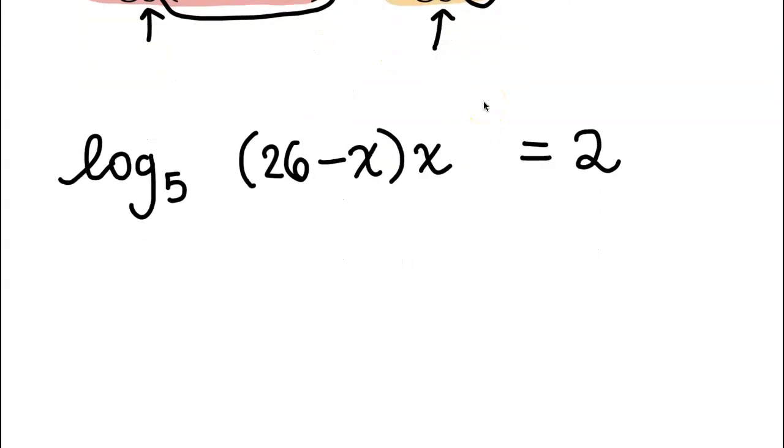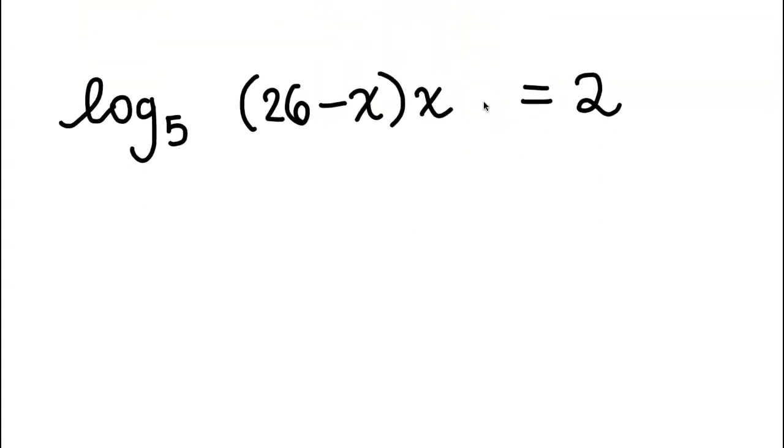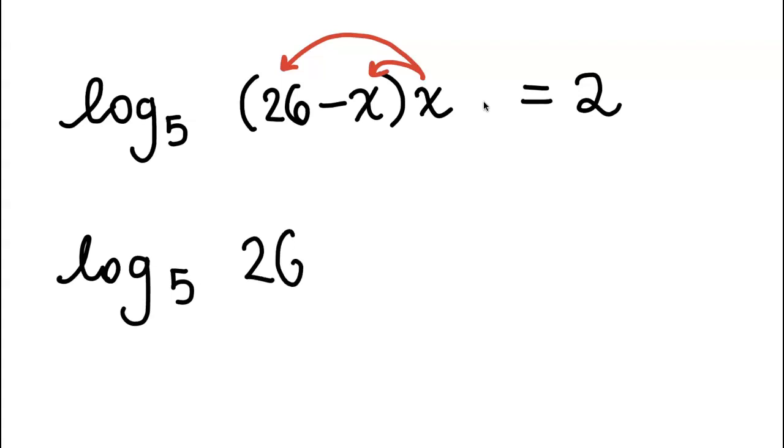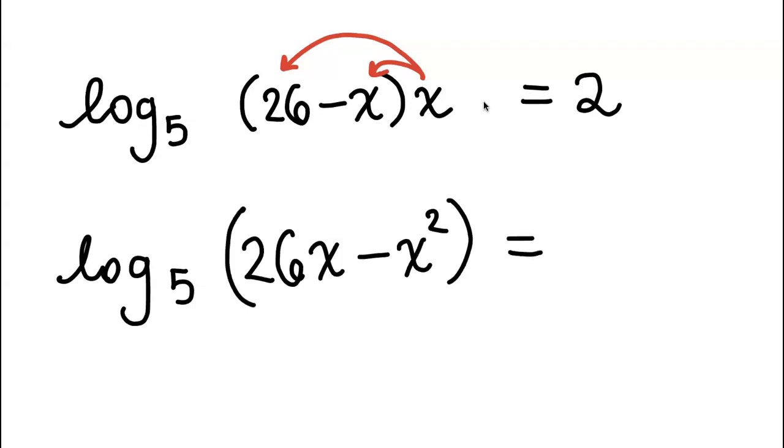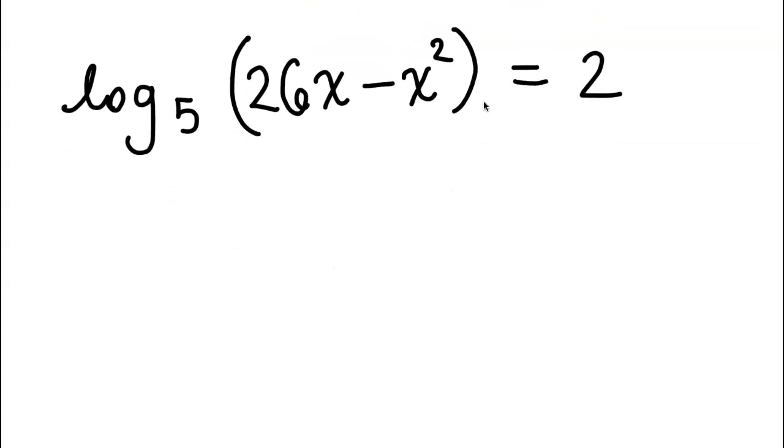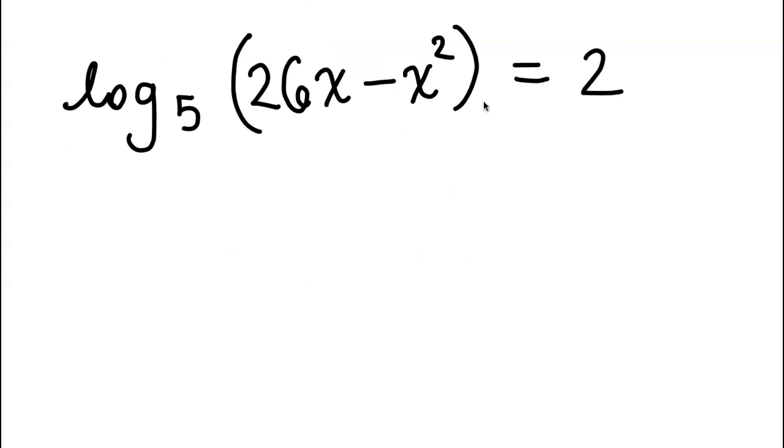Okay, so I am going to distribute this x in and get log base 5 of 26x minus x squared. And on the right side, we still have 2. Now, to solve this log equation, we will need to rewrite this into an exponential form. So let's rewrite this in exponential form.